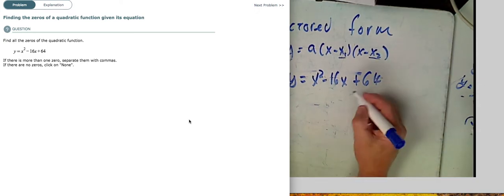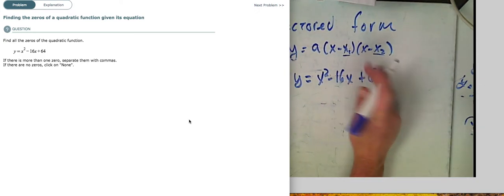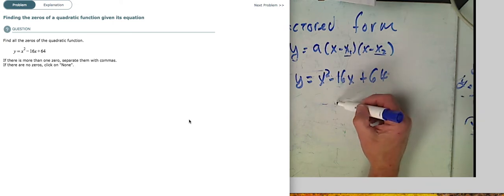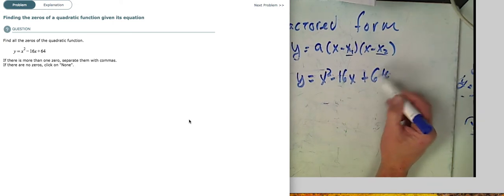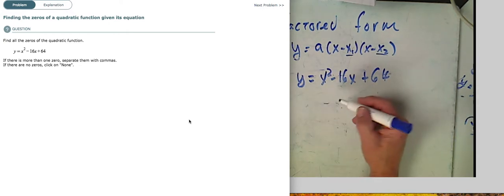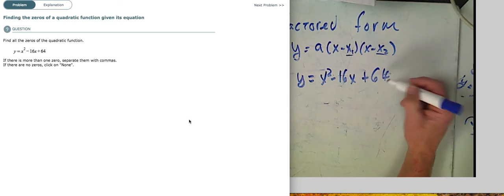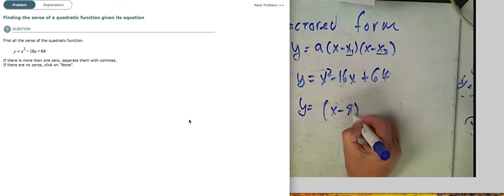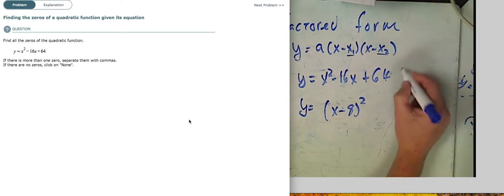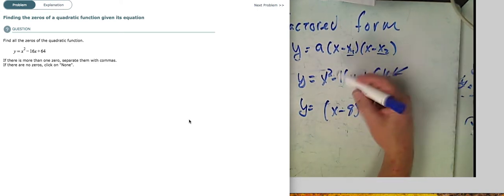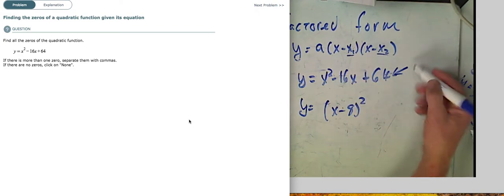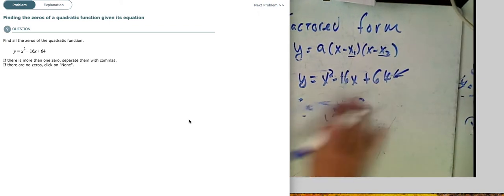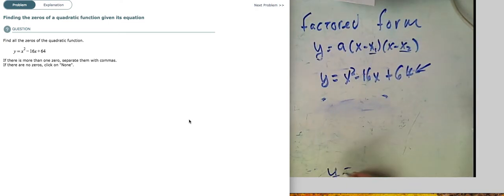Some of you guys may have already noticed that this is actually a perfect square trinomial, because half of 16 is 8 and 8 squared is 64. In which case we can factor it down to x minus 8 squared. Anytime that you have a perfect square in this position, you should always check that. But we'll go ahead and go through the process, although I know that that's what it's going to be. Y equals x minus 8 squared.